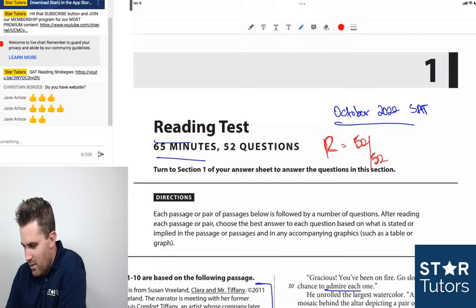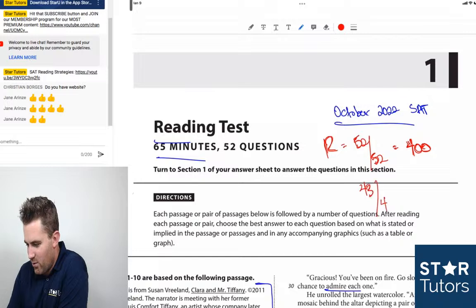Reading is independently scored of writing and language. So that would have been equivalent to a 400 because we didn't miss any. On writing and language, I unfortunately missed one, so I got 43 out of 44. Talking too much, I didn't get to one of the questions. So that was a 390, I think. And so that would have been a total of 790 for those two sections.